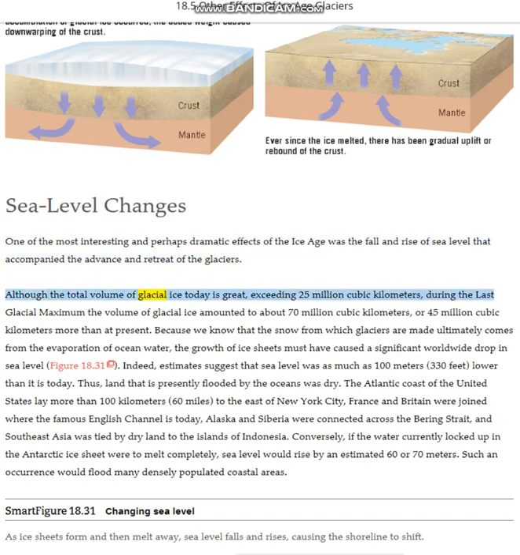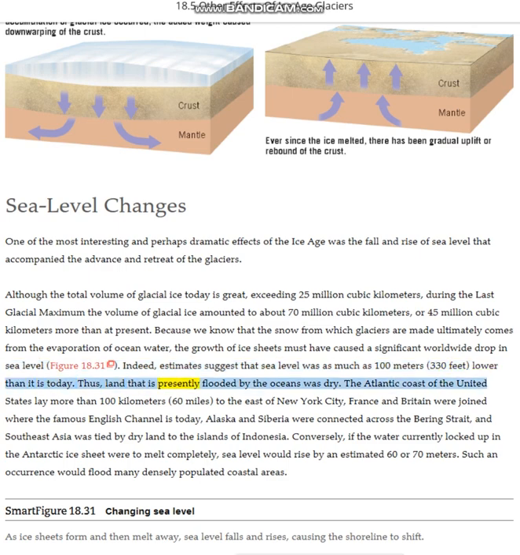Although the total volume of glacial ice today is great, exceeding 25 million cubic kilometers, during the last glacial maximum the volume of glacial ice amounted to about 70 million cubic kilometers, or 45 million cubic kilometers more than at present. Because we know that the snow from which glaciers are made ultimately comes from the evaporation of ocean water, the growth of ice sheets must have caused a significant worldwide drop in sea level, figure 18.31. Indeed, estimates suggest that sea level was as much as 100 meters, 330 feet, lower than it is today.